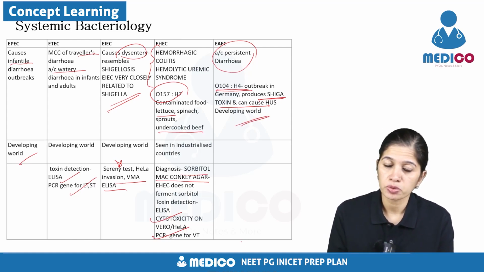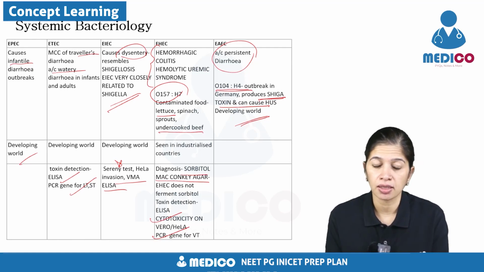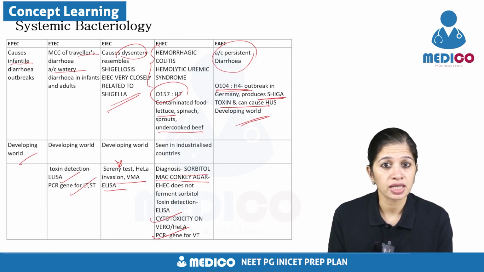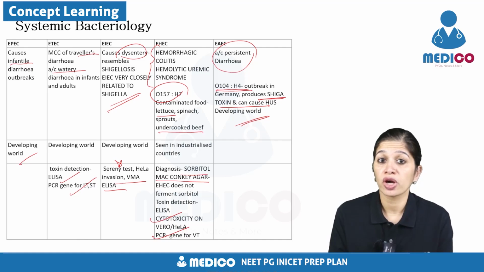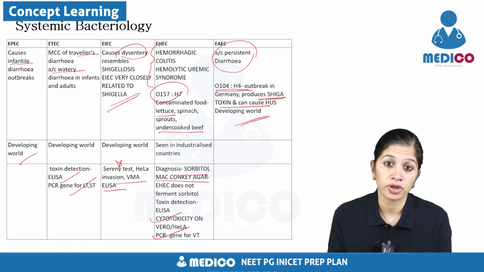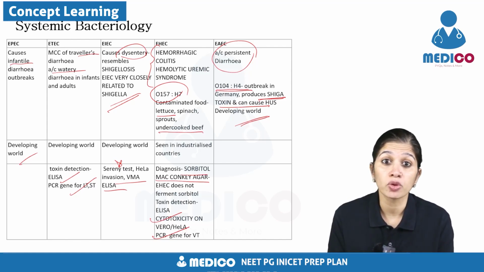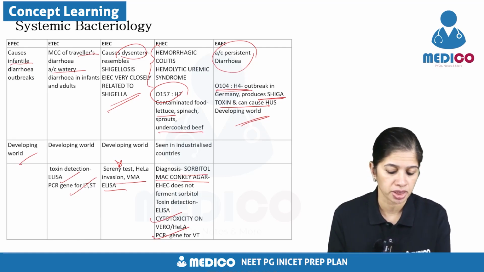So from this box, what do you understand? One is traveler's diarrhea due to ETEC, infantile diarrheal outbreaks due to EPEC. Enteroaggregative produces mainly a persistent sort of diarrhea. For ETEC diagnosis as well as EHEC diagnosis, you've got ELISA and PCR. For EHEC you also have sorbitol MacConkey agar and the cytotoxicity on the Vero or HeLa cells. EHEC causes hemorrhagic colitis and hemolytic uremic syndrome, and it's a disease mainly of the industrialized countries.